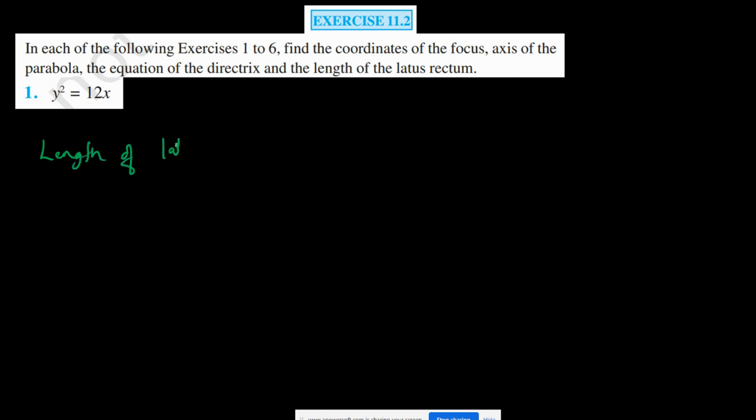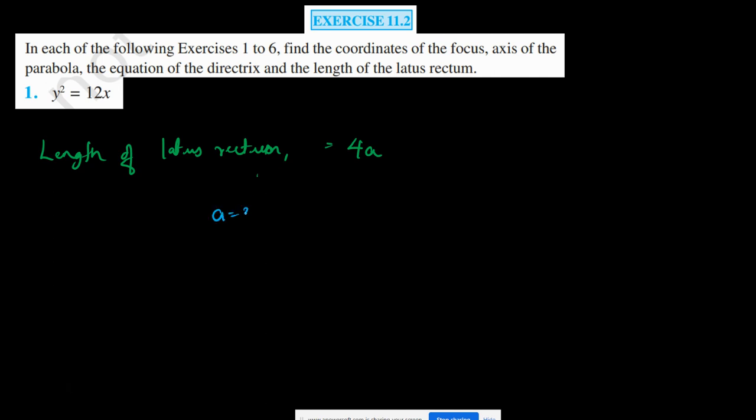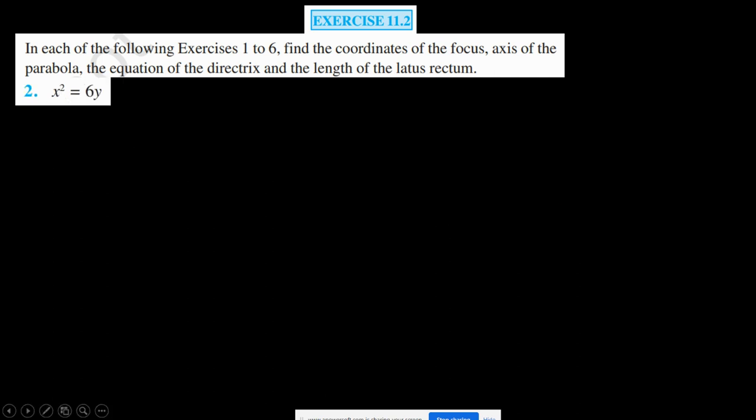Length of latus rectum. The length of latus rectum is given by 4a. Here a is equal to 3. The value of 4a is going to be 4 multiplied by 3. It is going to be 12 units. This is going to be the length of latus rectum.